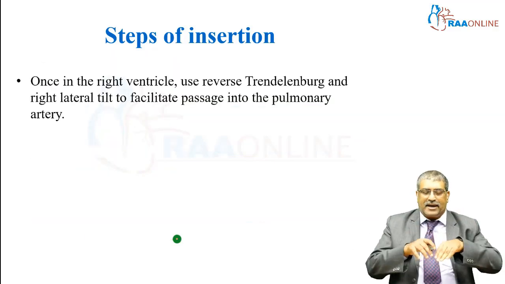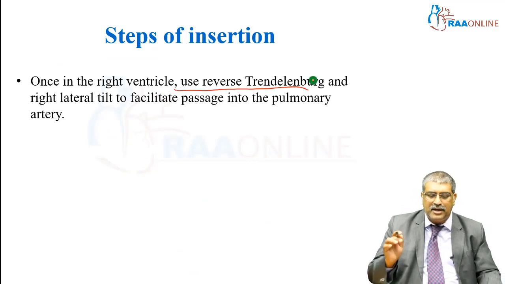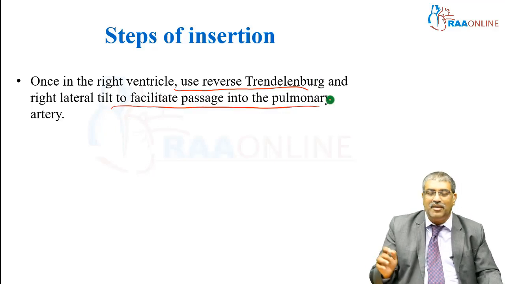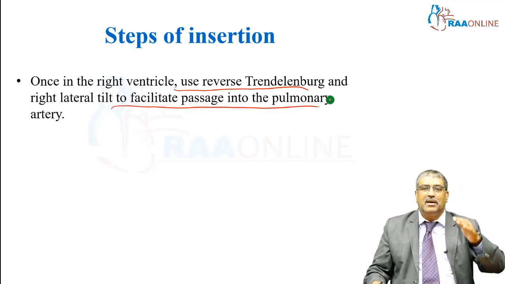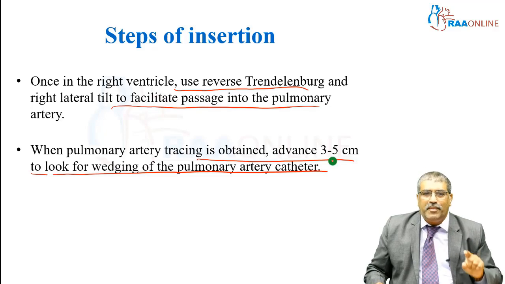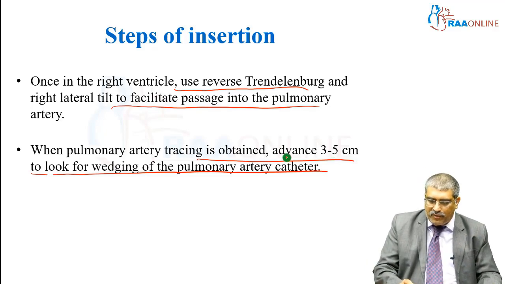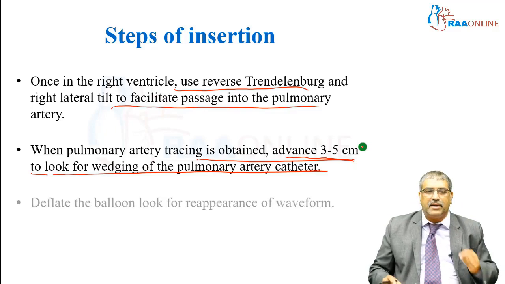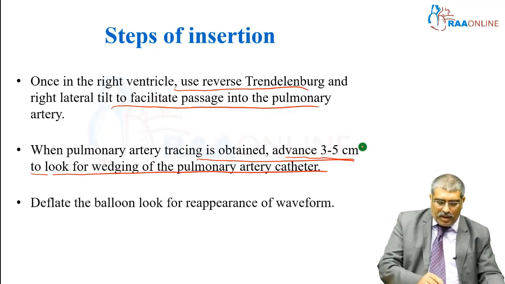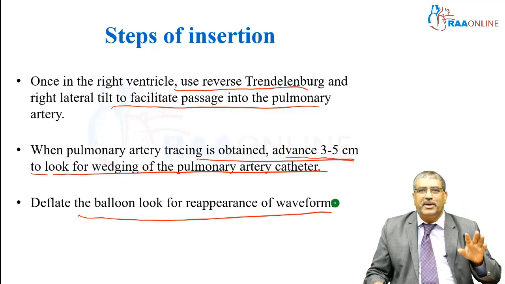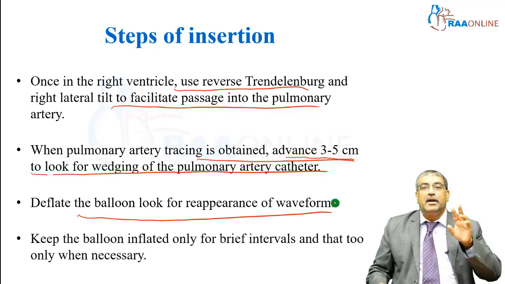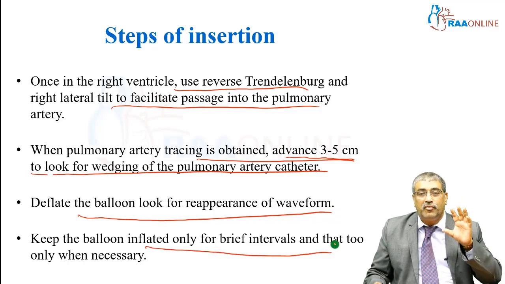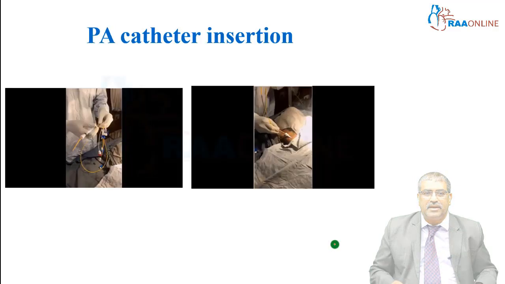Once you enter the right ventricle, you give a head up position and a slight lateral tilt to facilitate the passage into the pulmonary artery. Once pulmonary artery tracing is obtained, you advance another 3 to 5 centimeter for the wedging of the pulmonary artery catheter. Deflate the balloon and look for the reappearance of the waveform. Keep the balloon inflated only for a brief interval, and only whenever it is necessary.